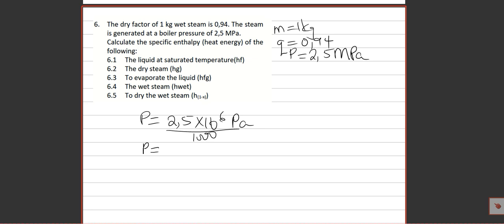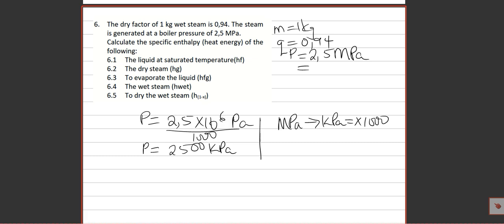So then your answer, you get 2500 kilopascal. So there's a shortcut to convert from megapascal to kilopascal. You can just multiply by 1000. If you multiply this value by 1000, you'll get the same value here.